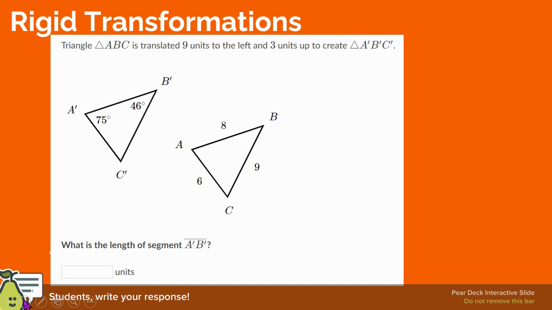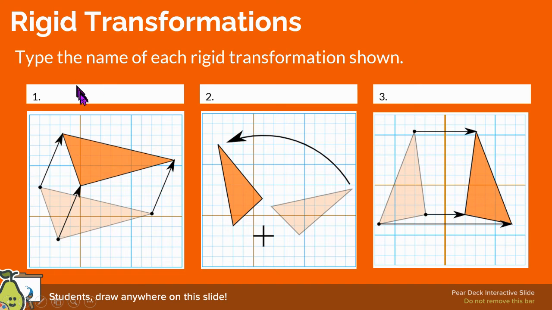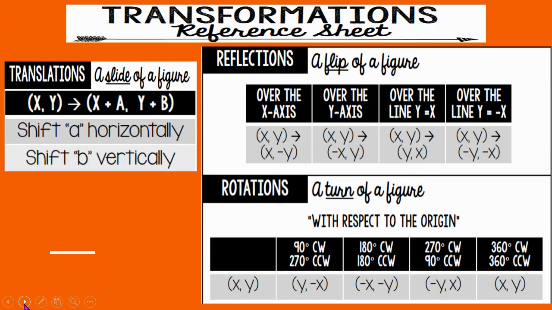Okay. So right now I want you to go ahead and go to your Pear Deck and answer this question. This is a rigid transformation, and it's translated 9 units to the left, 3 units up. And it says, what is the length of A prime, B prime? So it's going from this triangle to this one. So answer that for me. Then you're going to go here and name the 3 transformations that are described. So fill that in your Pear Deck.